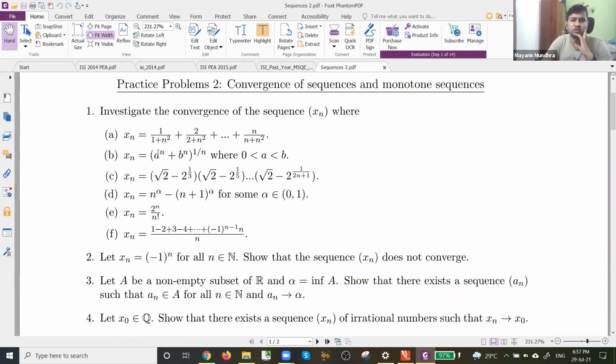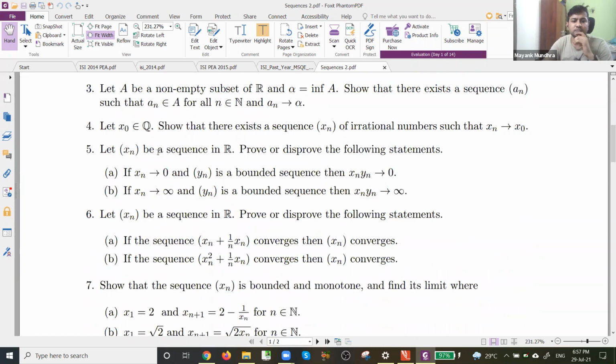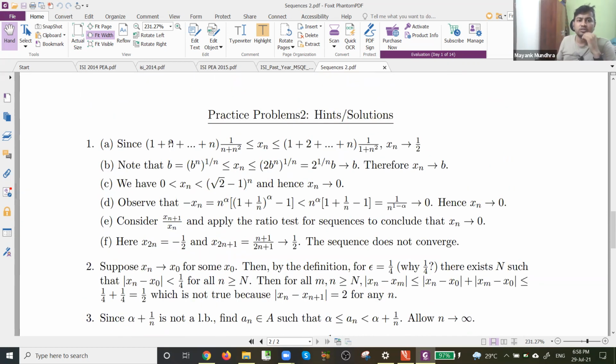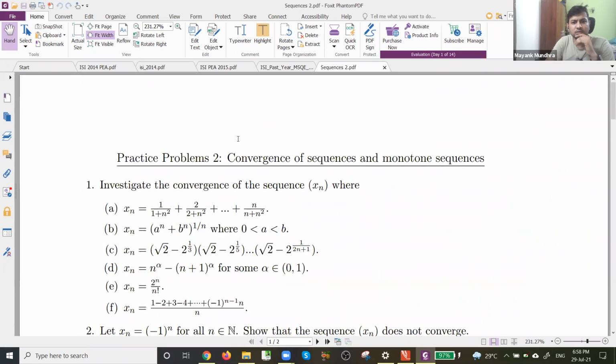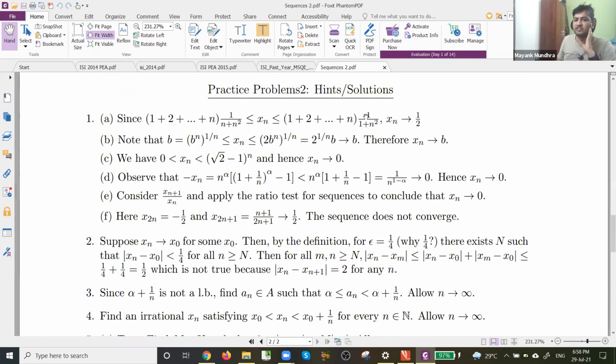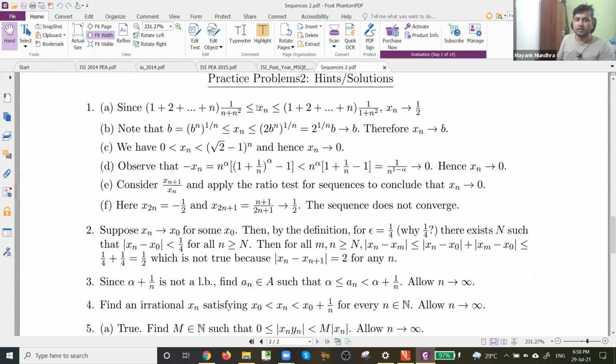1 by 1 plus n square plus 2 by 2 plus n square and so on. So what we see is that the nth element is 1 plus 1 by n square, right? The nth element is the sum of all these numbers, the sum of n elements going from here to here. So what he's saying is that the element xn is sandwiched between two different elements. What are these two different elements here? So the first element is you take the base as n plus n square.